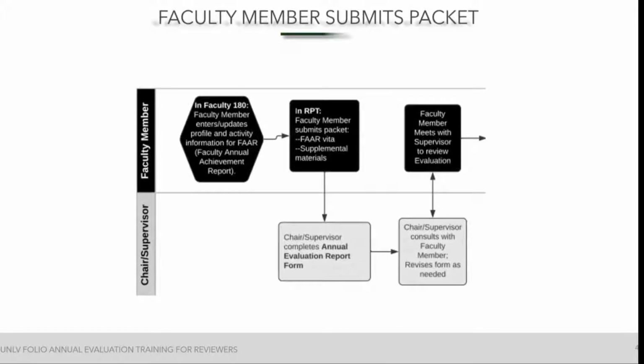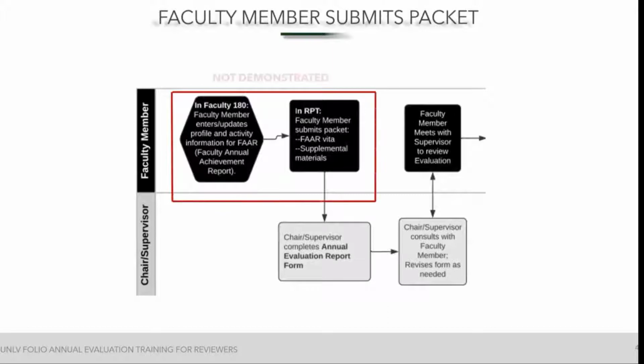So in our training session for faculty, we went over the faculty members' responsibilities to enter and update their profile and activity information in their FAR, and we also provided some best practices for them and pointed them to some resources. I won't be demonstrating the faculty members' responsibility in updating or entering their activities or submitting their packet. But what we will go over is the chair supervisor's responsibility to complete the annual evaluation report form.